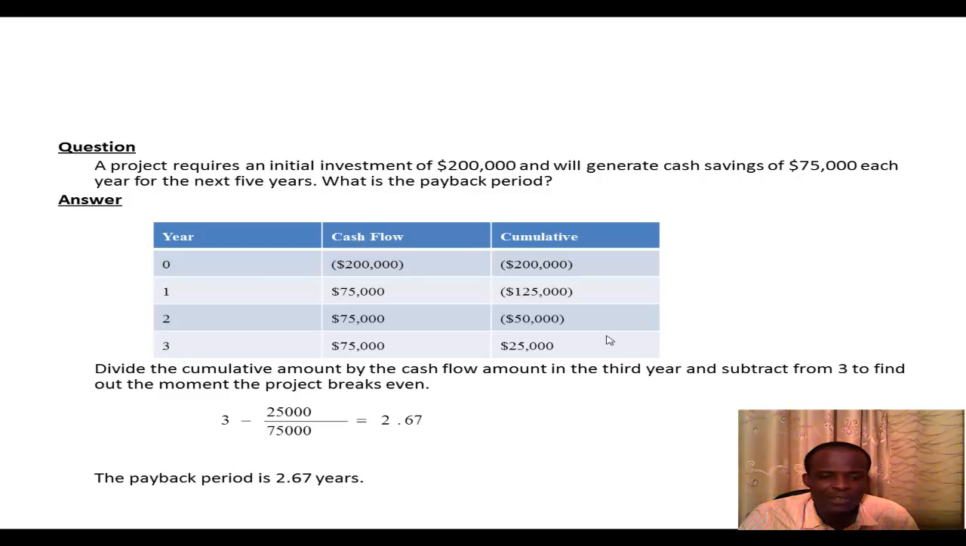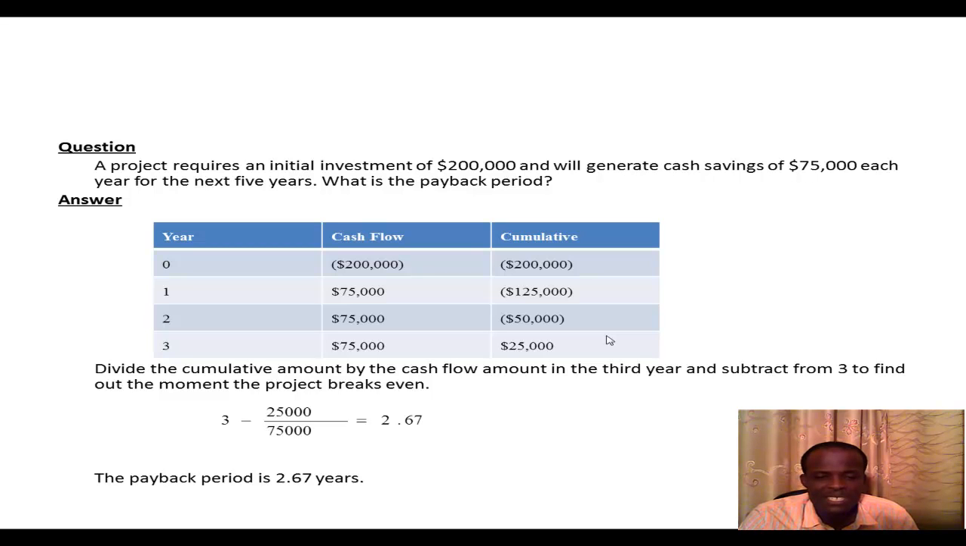the cumulative costs or the amounts that we need to pay have gotten to 50,000 because 125,000 minus 75,000 gives you 50,000. It can be seen that by the end of year three, the money would have been paid and the company would have started accruing some benefits from the project.